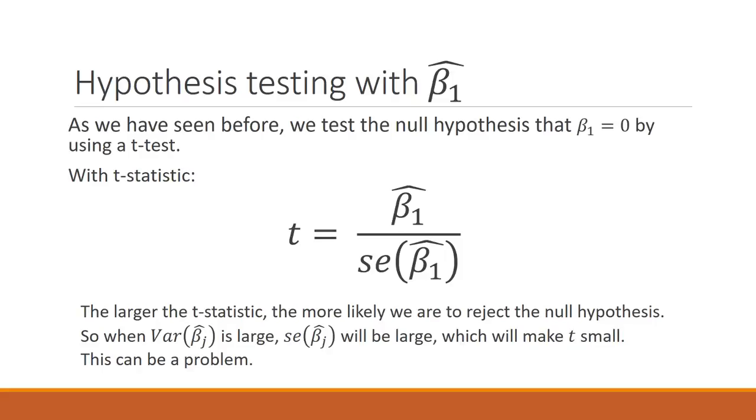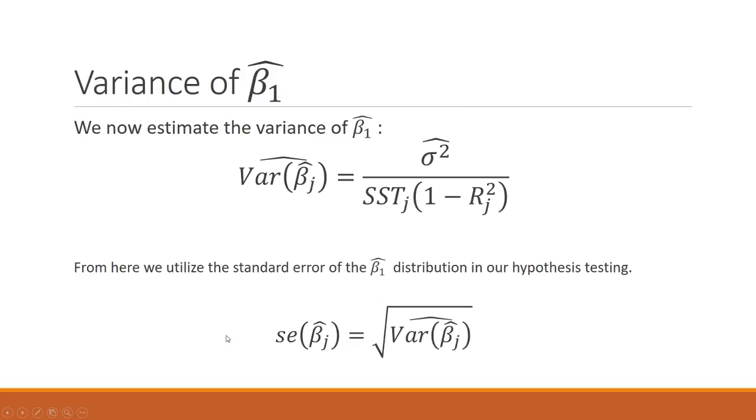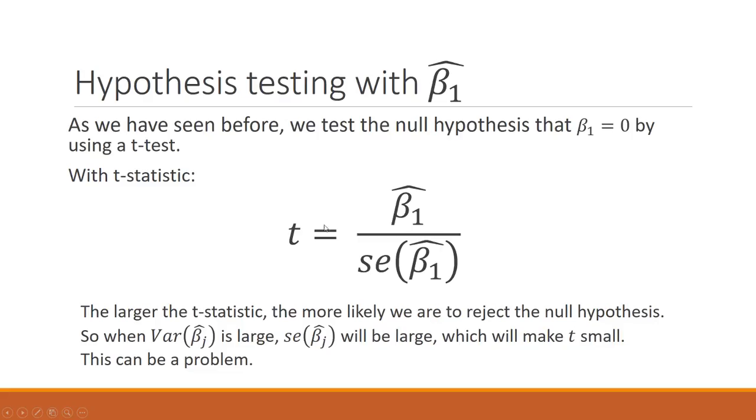When the variance is large, the standard error will be large, because the standard error is just the square root of the variance. So when the variance is larger, the standard error will be larger. When the standard error is larger, what happens to the t-statistic? As the standard error gets bigger, the t-statistic gets smaller.